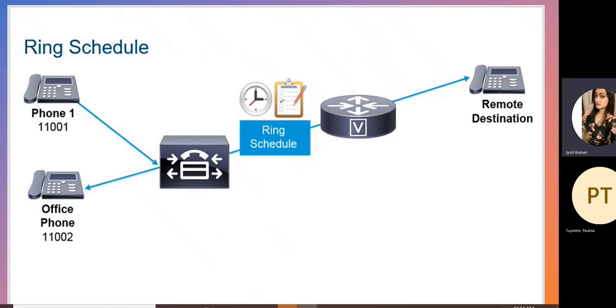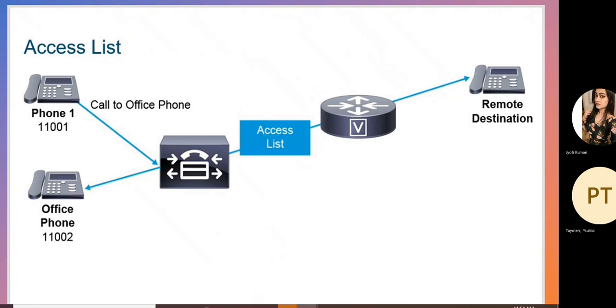Then ring schedule. Like we discussed for access control, in access control we can control the time. For a scheduled time, we can create a ring schedule for this remote destination or any remote phone, and that can be configured as well. It's like the time schedule we configure.